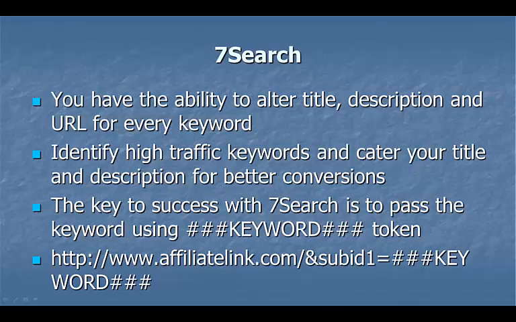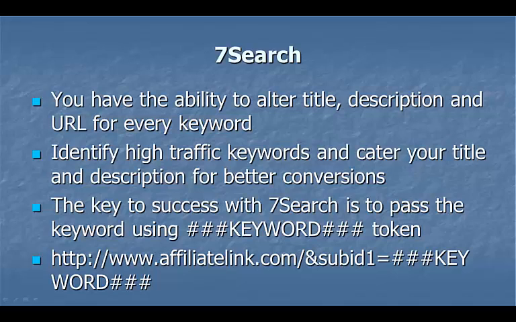Now, what you need to do is you need to identify high traffic keywords. Like I said, the rule of pay-per-click is that 10% of the keywords are going to be responsible for 90% of the traffic. So if you focus on that 10%, that is going to have the biggest impact on your campaign. So when you start running traffic on 7Search, look at the top 10% of the keywords that are generating most of your traffic, and those are the keywords that you want to start fooling around with the titles and the description in order to get better conversions.